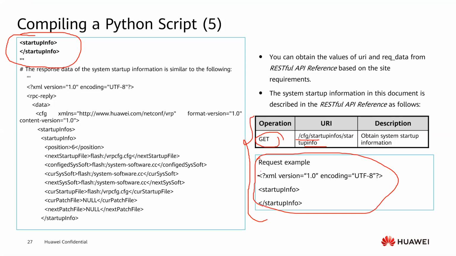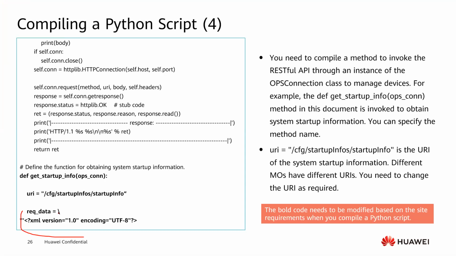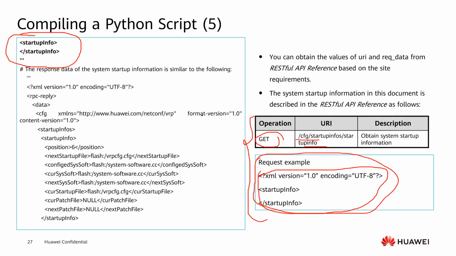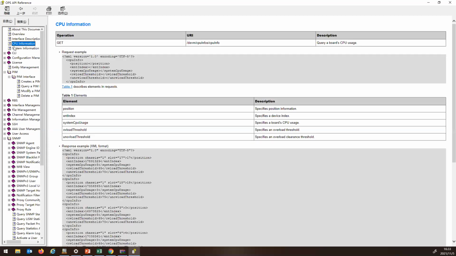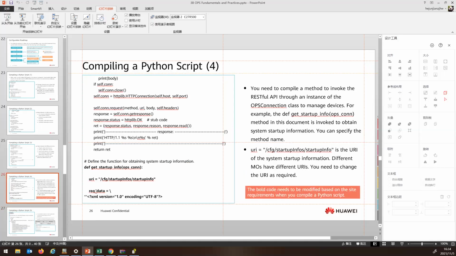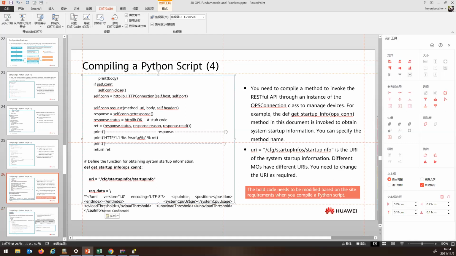So you must copy this request example to here, to request the data. If you want to query the CPU information, you just copy this and replace here. Then you can get the CPU information, okay.